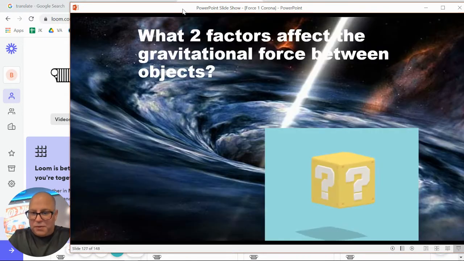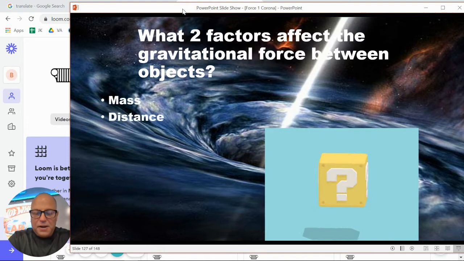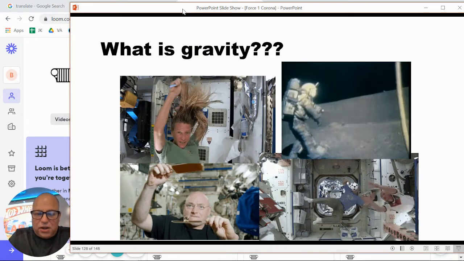Okay, so for today, we want to talk about gravity and some of the effects that it has upon us. There are two big things going on here when it comes to gravity that matter, right? There's the mass, how much stuff is inside of something, and how close together the two objects are. And that's going to affect how much gravity there is between objects.